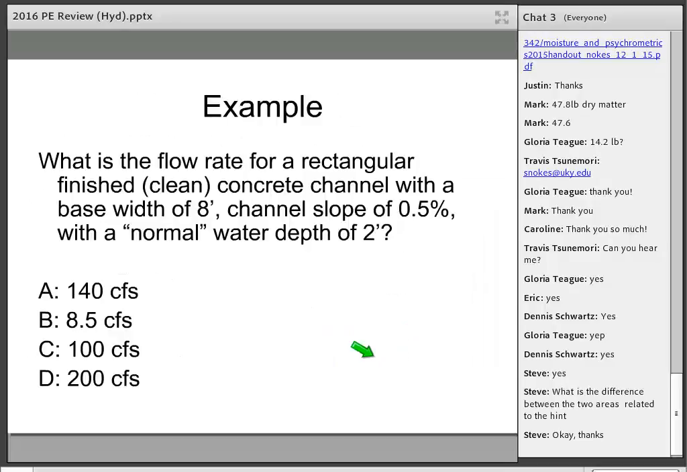So let's do an example. Flow rate of a regular finished clean concrete channel, base width of 8 feet, channel slope of 0.5%, with a normal water depth of 2 feet. What's the flow rate going through there? Could be 140 CFS, 8.5 CFS, 100 CFS, or 200 CFS.